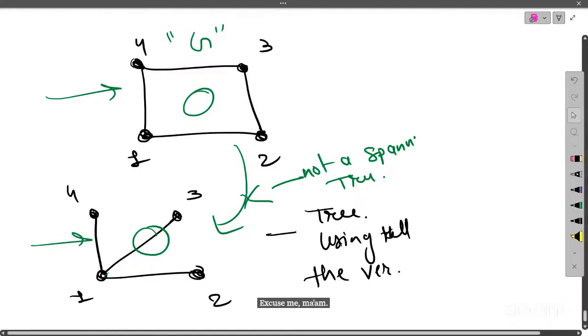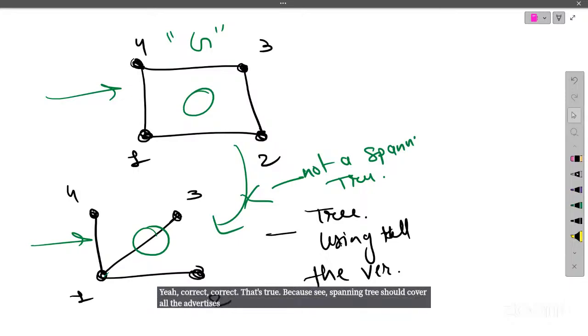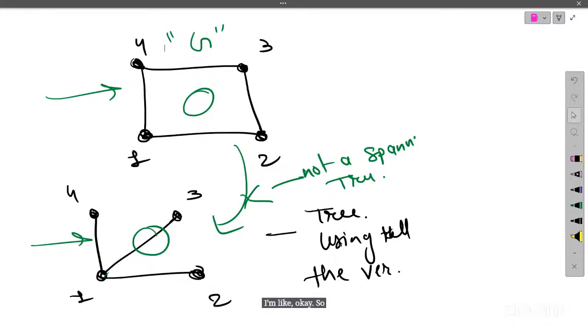Yes, Gaurav. Ma'am, is it always true to say that a spanning tree of a graph will have the same number of vertices and edges one less than the number of vertices of the graph? Correct. That's true. Because a spanning tree should cover all the vertices, and for a tree, we know the number of edges is one less. So it's always true.